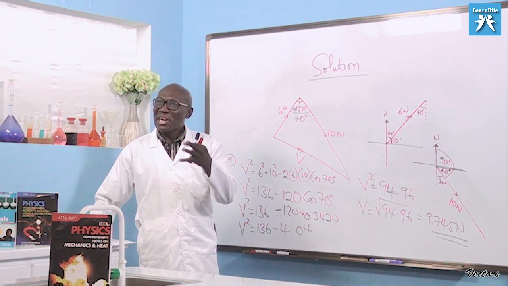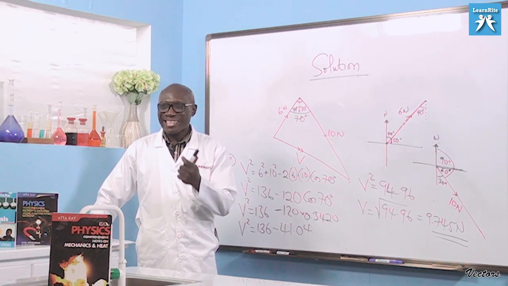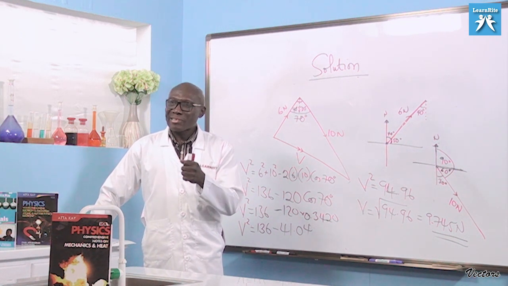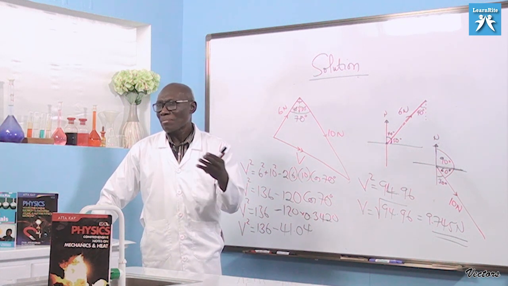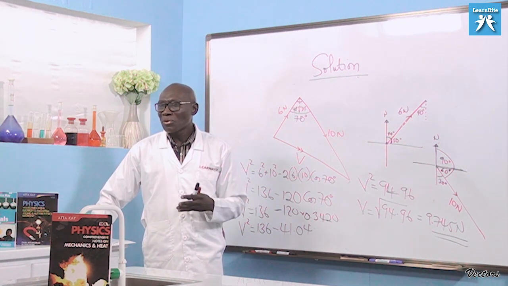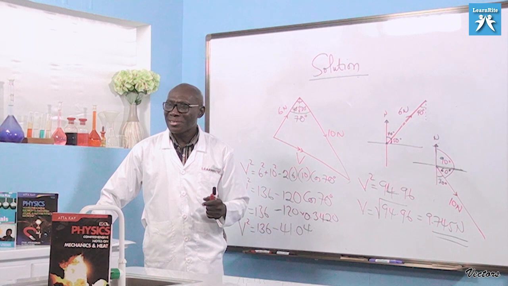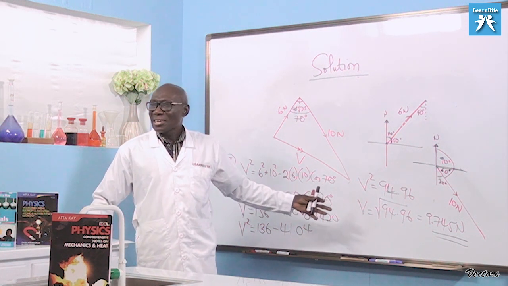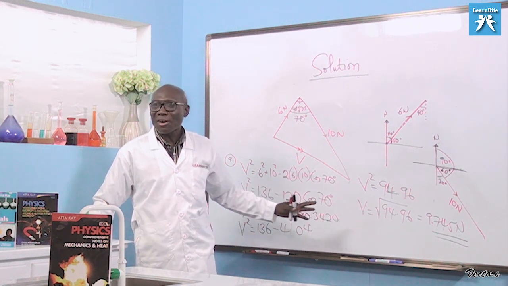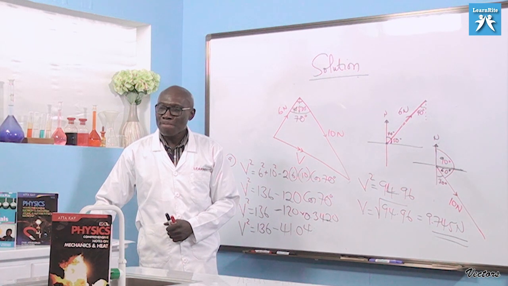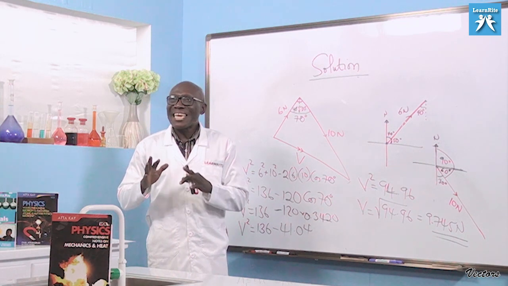So you see, everything we learned before we actually tackled vectors, you see how important they are. We went through cosine rule, sine rule, Pythagoras, Cartesian coordinates and the others. They play a role. And you see the role the cosine rule has played in helping us to calculate the resultant vector.